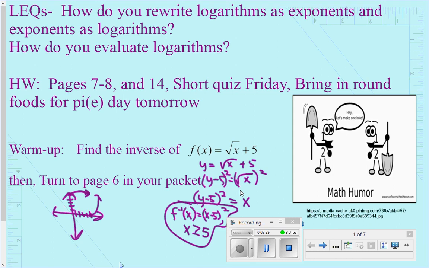And by the way, in the homework you had some questions that asked whether that was a function or not. This inverse is a function, and I know that because, as you know from Algebra 1, we do a vertical line test. This passes the vertical line test. So the inverse is a function, and the original was also a function. Okay, next we turn to page 6 in your packet.